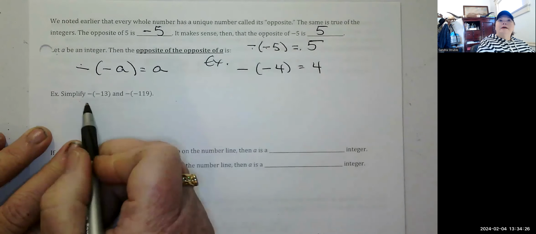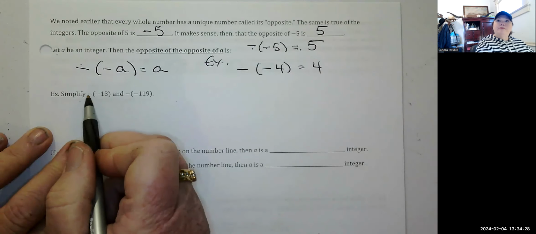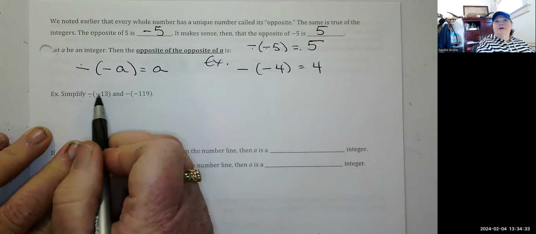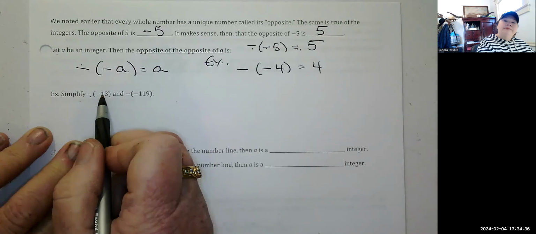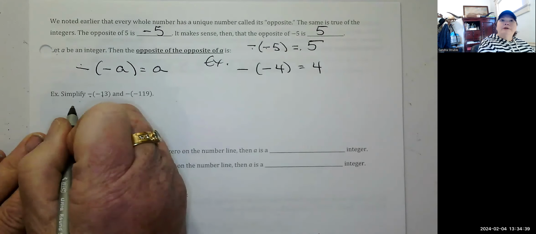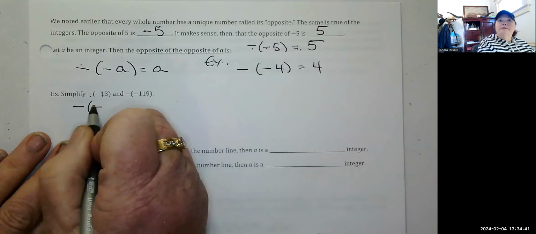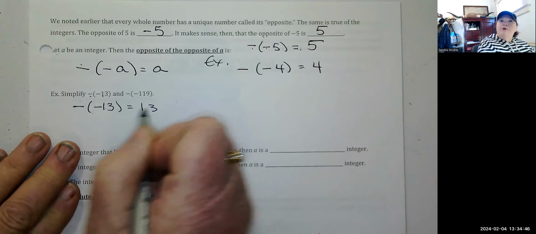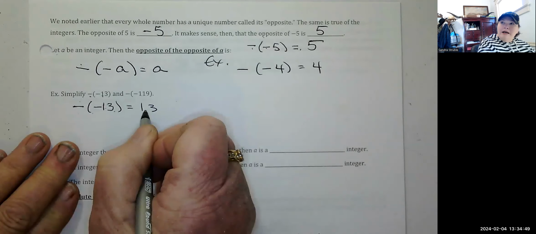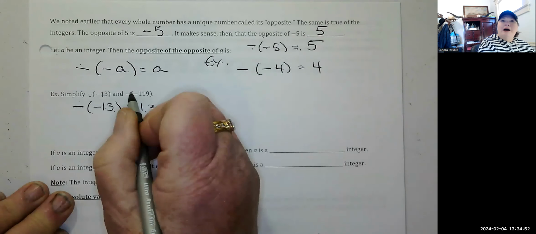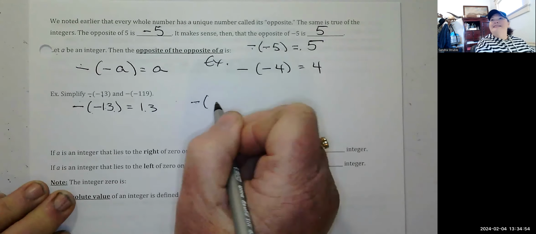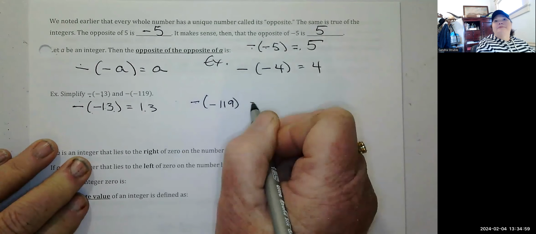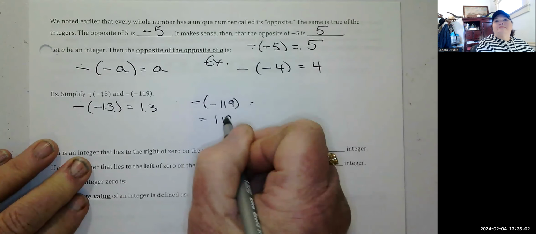Simplify this. And I can say this two ways. We've been saying the opposite. It's also negative 13, or a negative times a negative is the other way to think of it. So whichever one you like, the opposite of the opposite of 13 is 13, or the negative of -13 is positive 13. Same thing for an opposite of an opposite. It gets tongue-tying for me. The opposite of -119 is just positive 119.